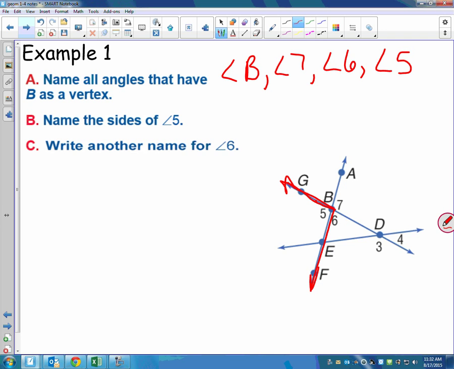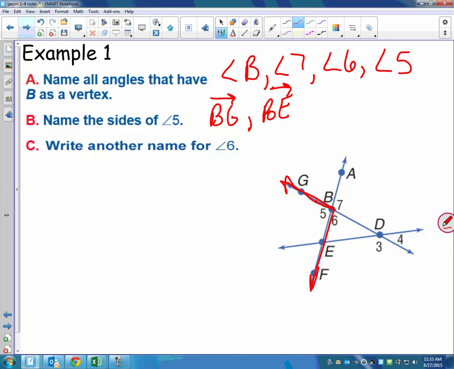Okay, so then ray BG and ray BE. Very important that you say B first, right? Could you also say ray BF instead of ray BE if you want to? Yeah. That is the correct answer as well.